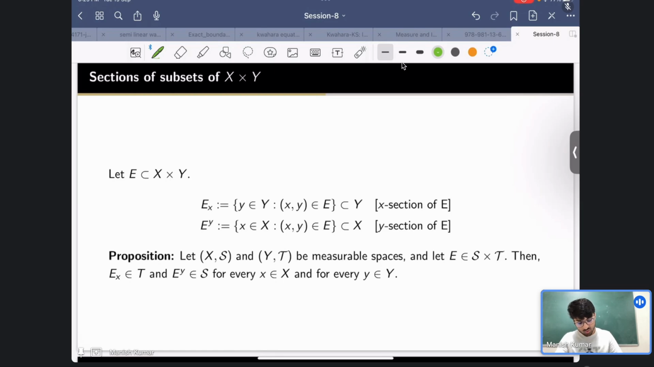Okay, so suppose you have E in X cross Y, then E_x is nothing but all y in Y such that (x, y) belongs to E. Okay, so for example, suppose your X and Y are real numbers. Okay, and then maybe I can draw it here. So let's say this is your X axis and this is your Y axis. Okay, so this X is R and this Y is R.